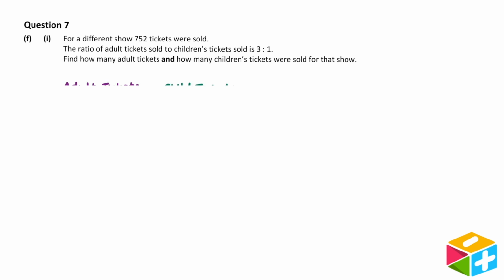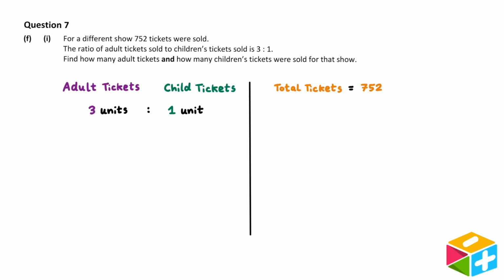The ratio of adult tickets to children's tickets is 3:1. So for some unit, we'll have 3 units for the adult tickets and 1 unit for the children's tickets. We know that the total tickets sold were 752. The total number of units we have here is 3 plus 1, which is 4. The total units must correspond to the total number of tickets, so we'll have 4 units equal to 752.